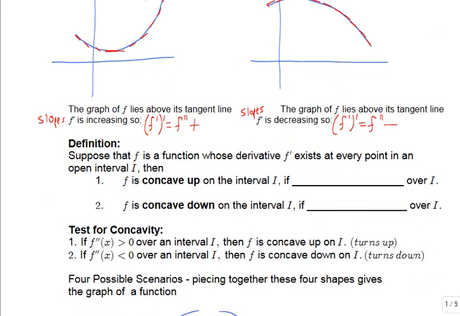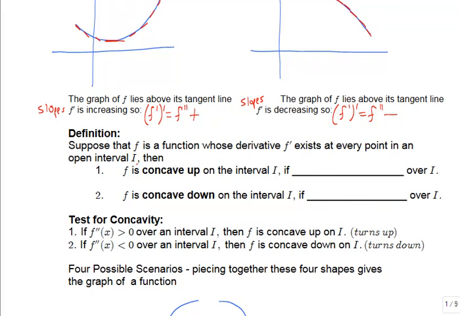So here's our formal definition. Suppose that f is a function whose derivative f prime exists at every point in an open interval I. Then we say that f is concave up on that interval if f prime is increasing, so if these slopes are getting bigger. We say that f is concave down on that interval if those slopes, or those derivatives, are decreasing.